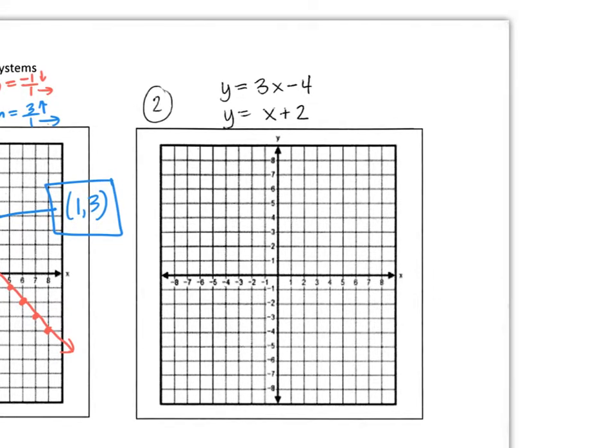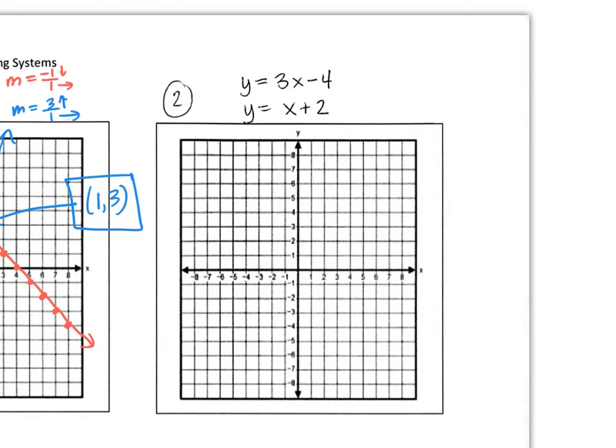Number 2, I want you to actually try this one out. As you're writing these equations, you can put a 1 in front of this x right here, since there's no number there. X is the same as 1x. Go ahead and pause the video so that you can try this, graph the 2 lines, see where they intersect. And then after about 3 to 5 minutes, you can unpause it and I'll go through it and you can compare.